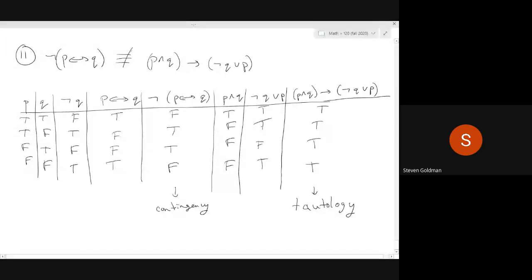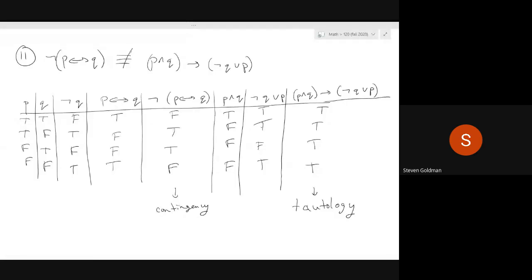Any questions on number 11? Okay, let's move on to number 12. Question 12 asked, express each of these statements using predicates, quantifiers, logical connectives, and mathematical operators where the domain consists of all integers. So the domain is the set of integers.